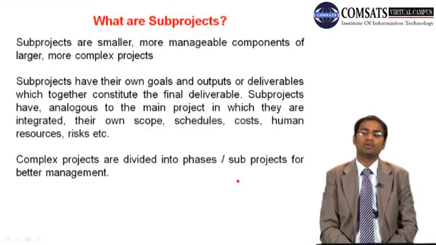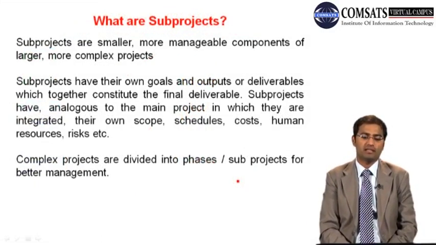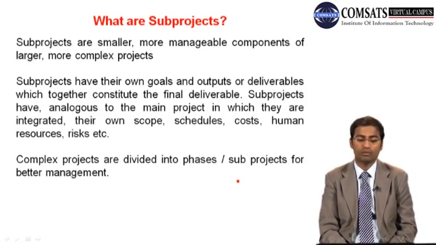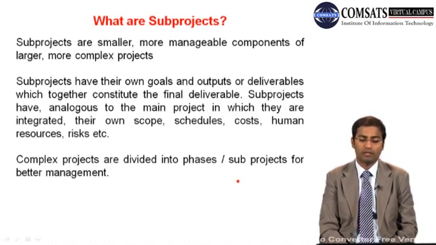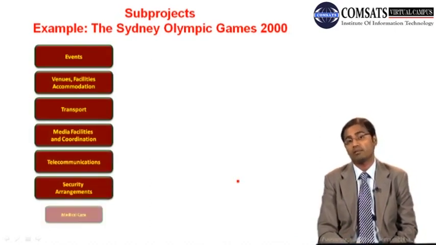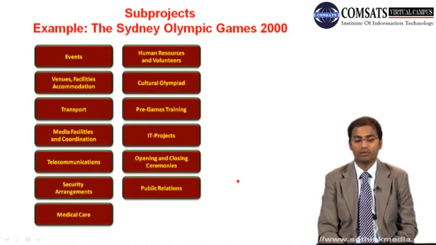And similar to projects, there are sub-projects, and sub-projects are smaller, more manageable components of large, more complex projects. And sub-projects have their own goals and outputs or deliverables, which together constitute the final deliverable. And sub-projects, analogous to the main project in which they are integrated, have their own scope, schedule, cost, human resource, risks, etc. And complex projects are divided into phases and sub-projects for better management. A very good example of sub-projects of a very complex project is the Sydney Olympic Games 2000.